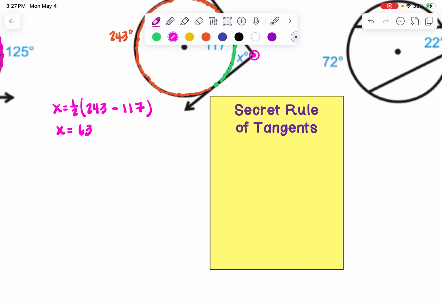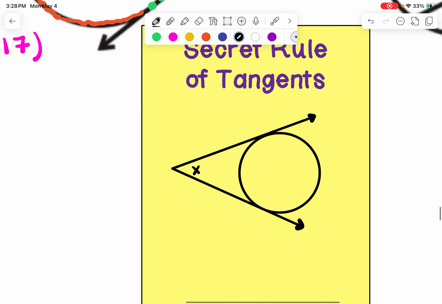Now you'll notice this lovely yellow box that I have here, and this is called the secret rule of tangents. I would highly suggest you know this rule because it's super handy and it takes a lot of work out for you. So basically what I'm going to do is draw a circle and draw two tangents surrounding that circle. There you go. And I'm going to label this outside angle X degrees, and I'm going to label this arc Y degrees.